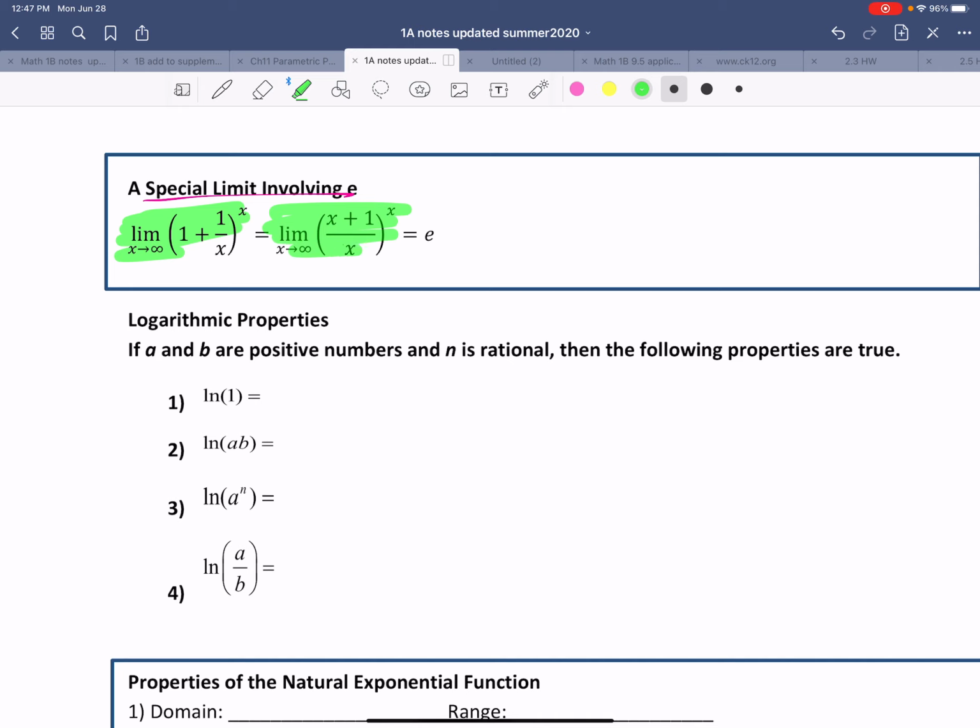Special limit involving e: the limit as x approaches infinity of 1 plus 1 over x to the power x, or this limit and this limit. These are the definitions of the number e. We're going to see a proof of the derivative of e to the power x and natural log of x in this video later.